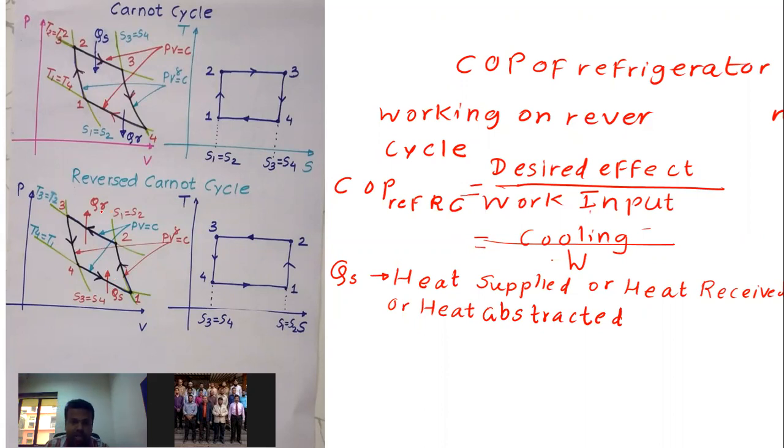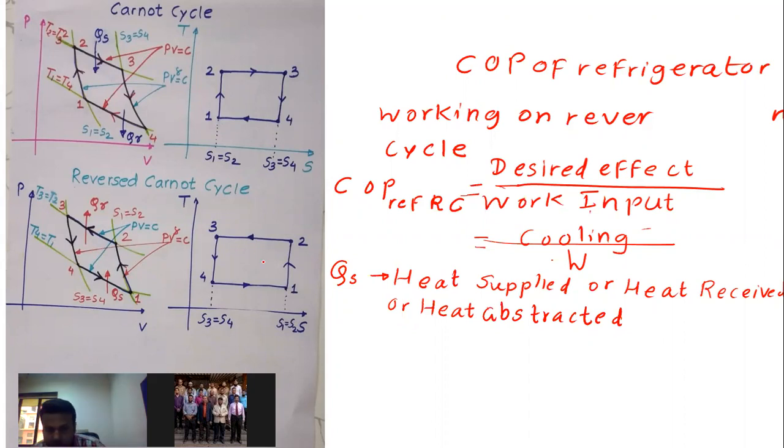Obviously the value of QS will give me the cooling. QS is the heat abstracted and QR is the heat rejected. So heat is abstracted in the refrigerator and heat is rejected outside the refrigerator. So QS will give me cooling, because when you abstract the heat, only then does that item get cooled.